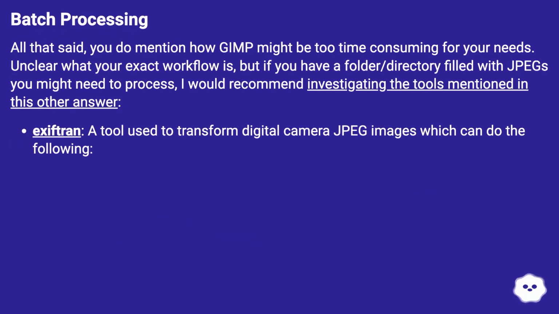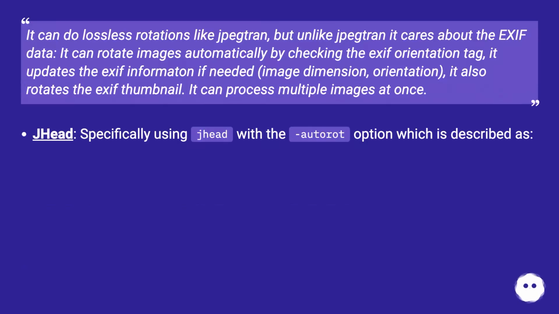Batch processing. All that said, you do mention how GIMP might be too time-consuming for your needs. Unclear what your exact workflow is, but if you have a folder/directory filled with JPEGs you might need to process, I would recommend investigating the tools mentioned in this other answer. Exiftran, a tool used to transform digital camera JPEG images, which can do the following. It can do lossless rotations like jpegtran, but unlike jpegtran, it cares about the Exif data. It can rotate images automatically by checking the Exif orientation tag. It updates the Exif information and, if needed, image dimension, orientation. It also rotates the Exif thumbnail. It can process multiple images at once.